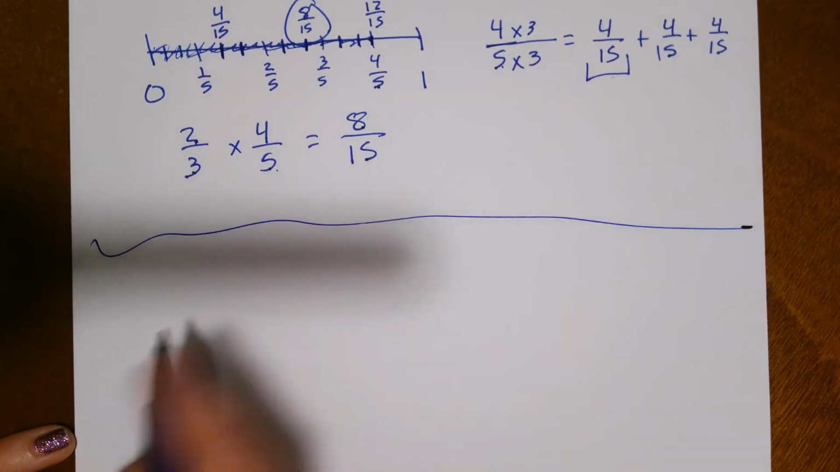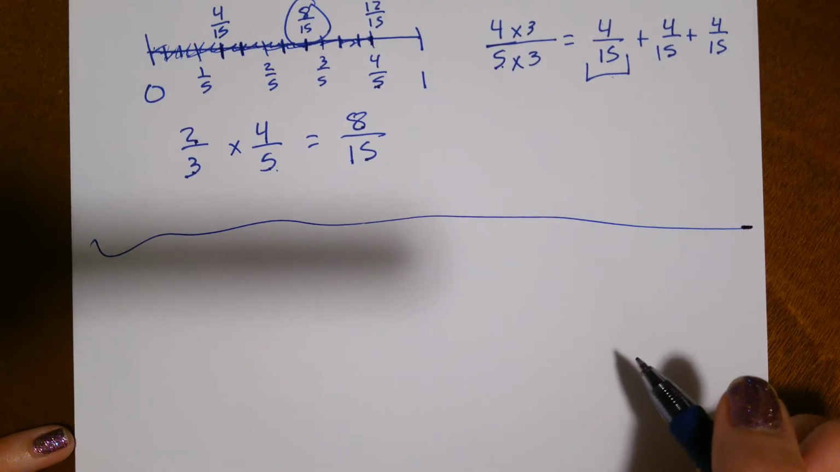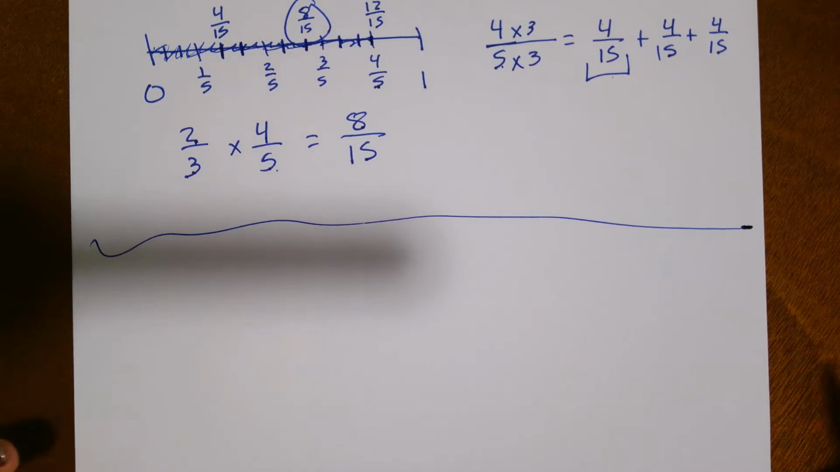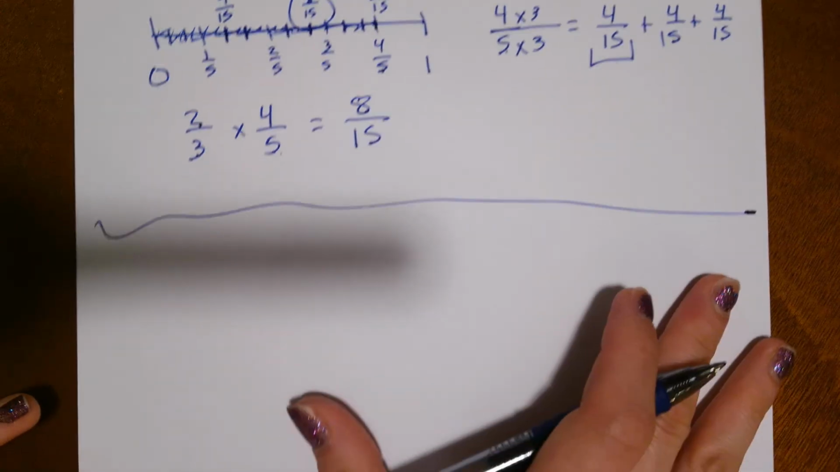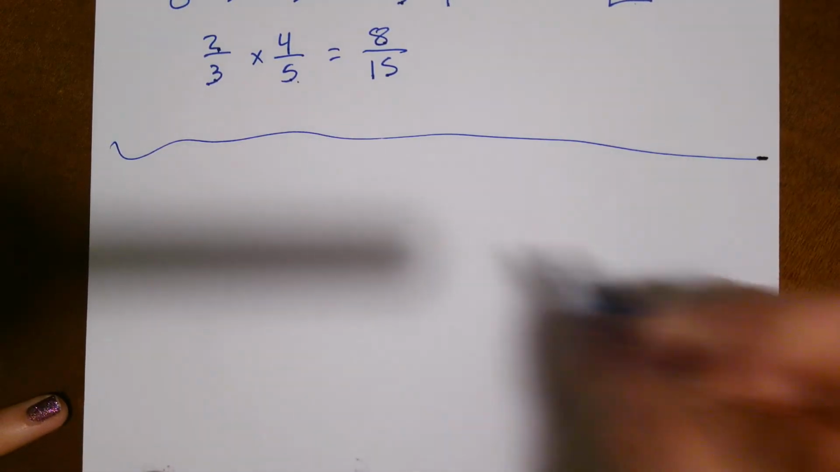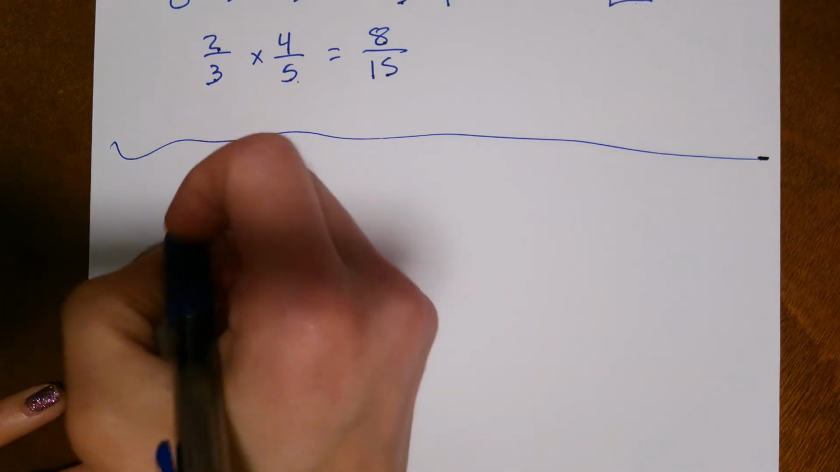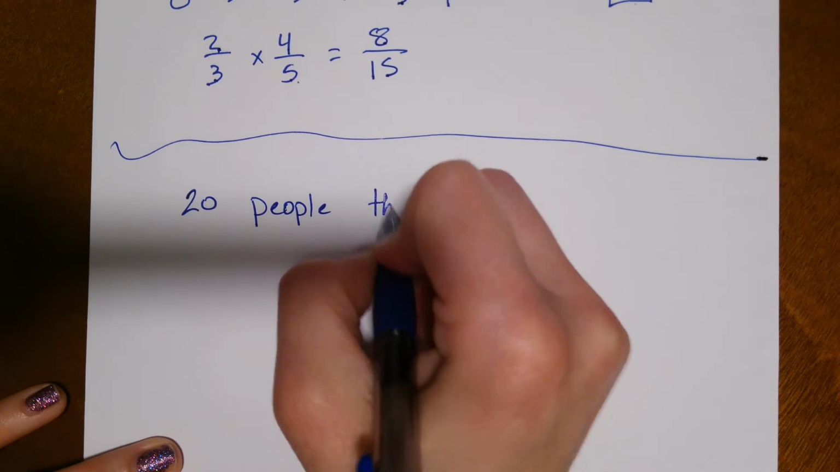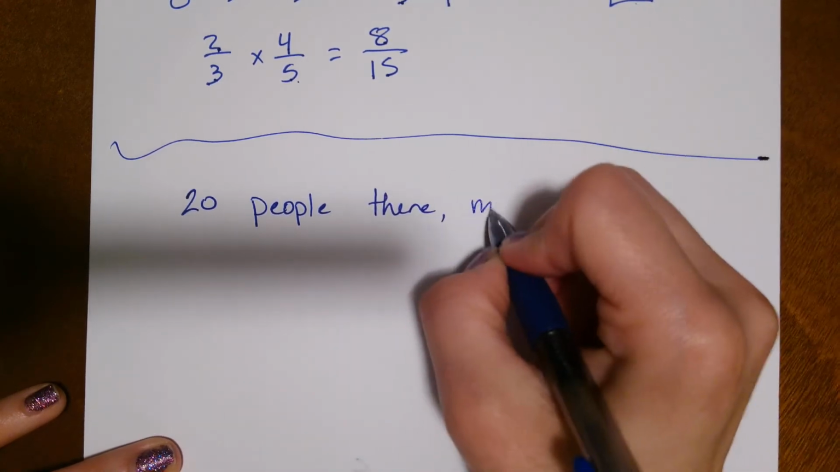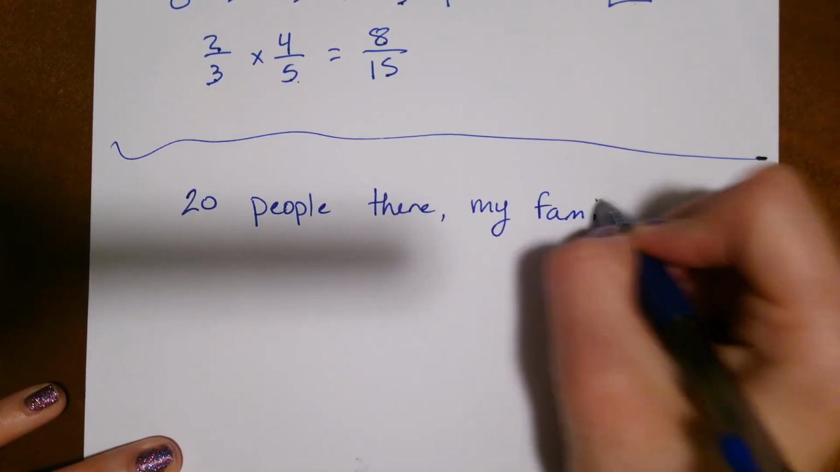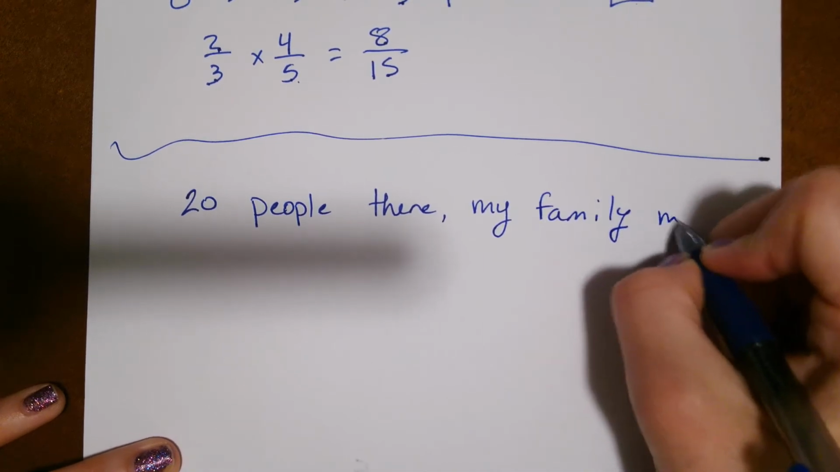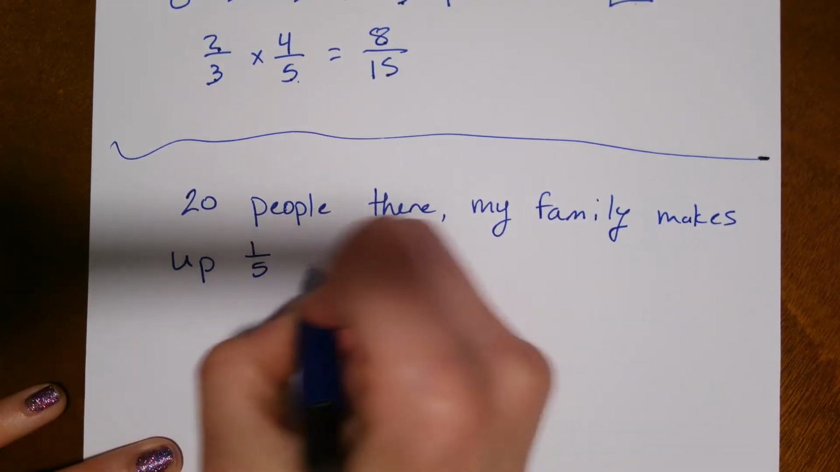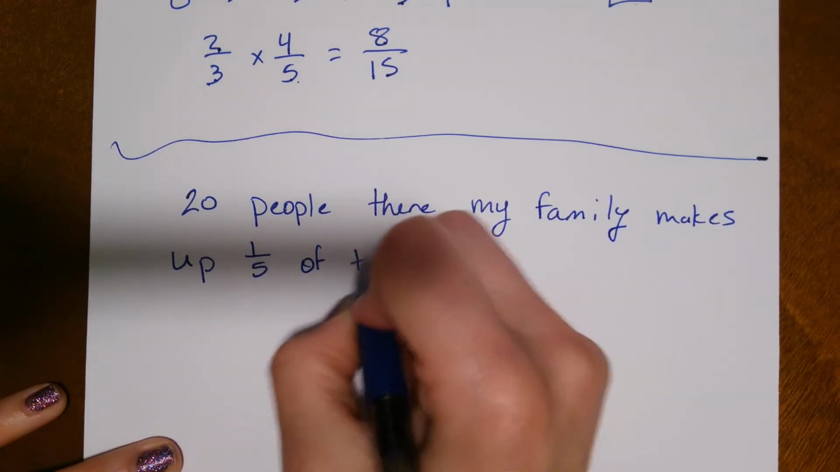All right, so let's say that, I don't know, we go to some social gathering. Can't even talk about it. I don't remember what that feels like anymore. But let's say there's 20 people there, and my family makes up 1/5 of the people there.